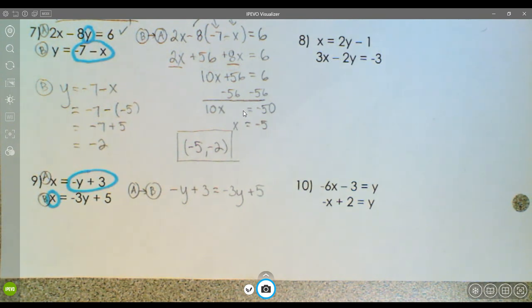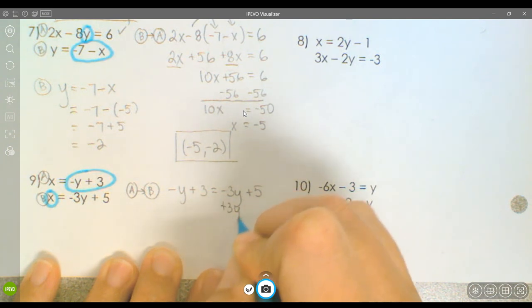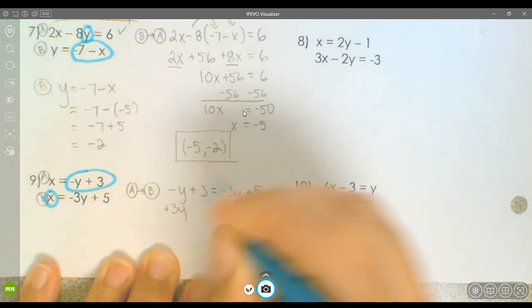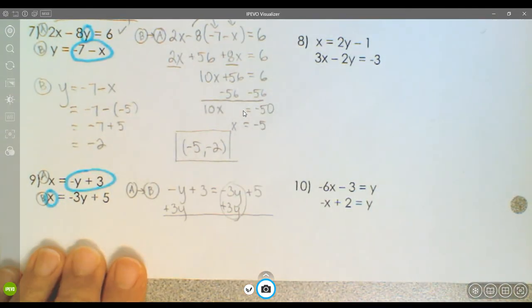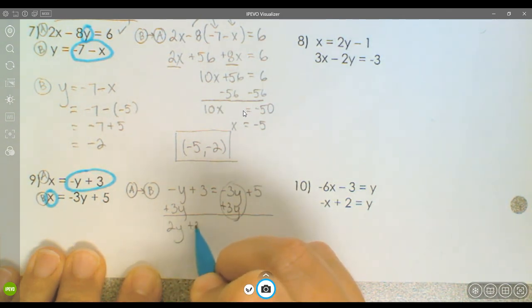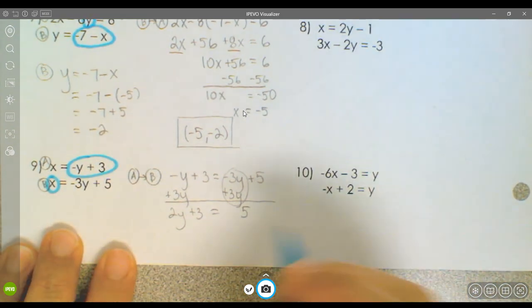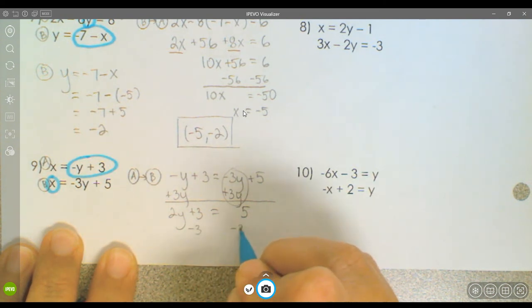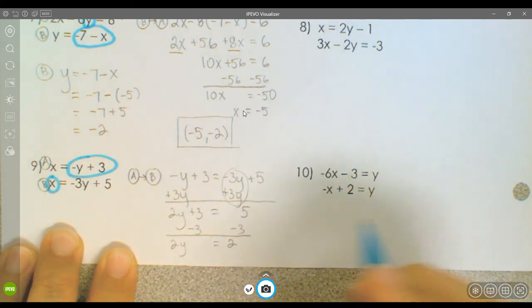I have an equation with the variable on both sides. I've always taught that you get rid of the smaller variable first. And the reason I do that is to avoid having any negative variables left over. So to get rid of -3y, I'm going to add 3y to both sides. I find that 2y plus 3 equals 5. Now I'm going to subtract the 3 from both sides. I find that 2y equals 2, and so y equals 1.